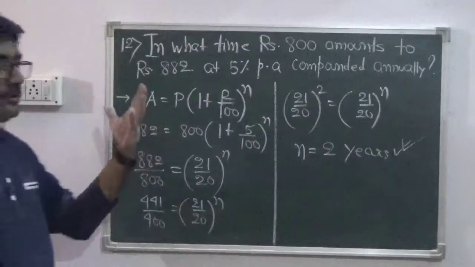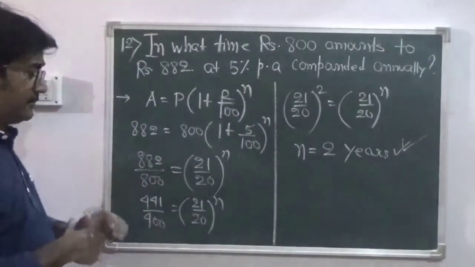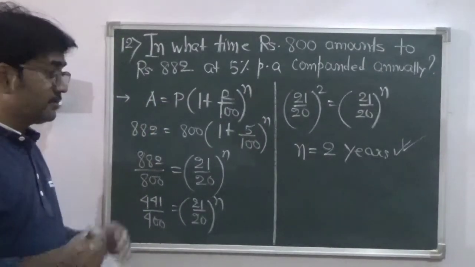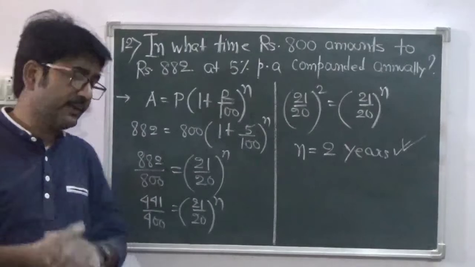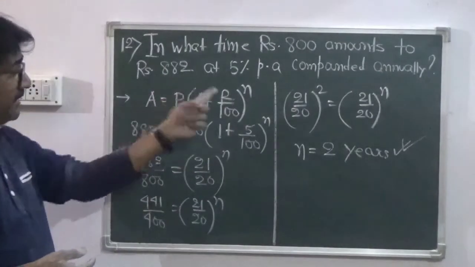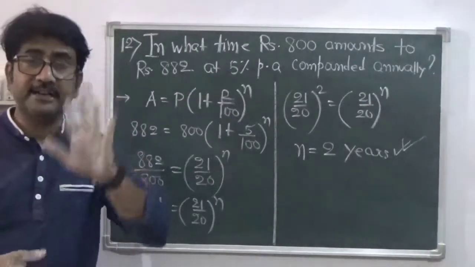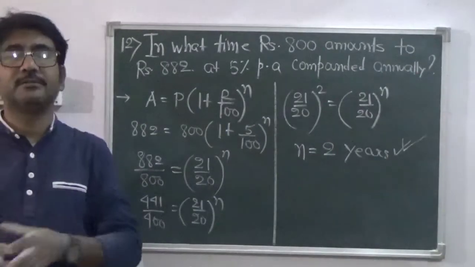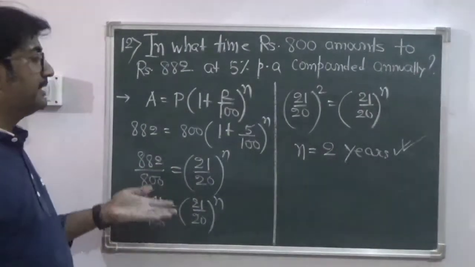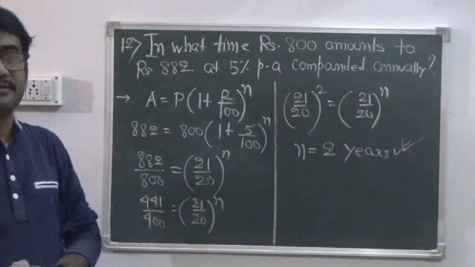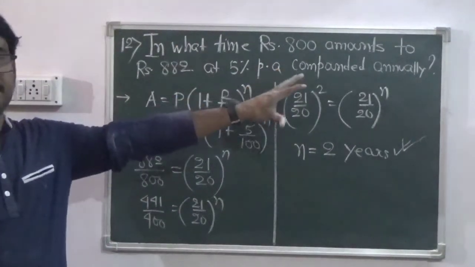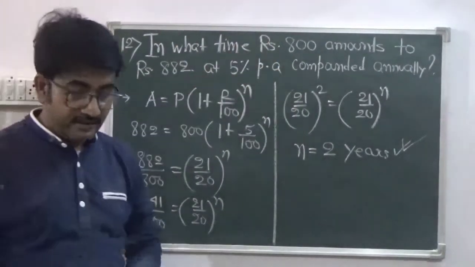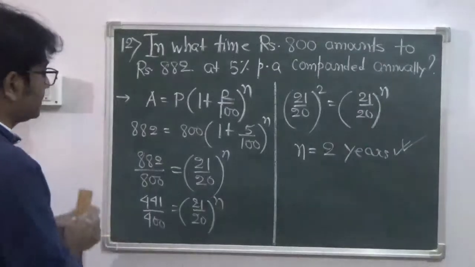Everywhere it is the same formula we are using repeatedly. In the formula you have A, P, R and n, 4 variables, out of which 3 are known and 1 is unknown. That is what we need to find according to the conditions given in the question. Right, now we move on to the next question, number 13.